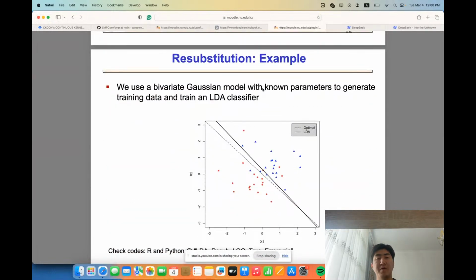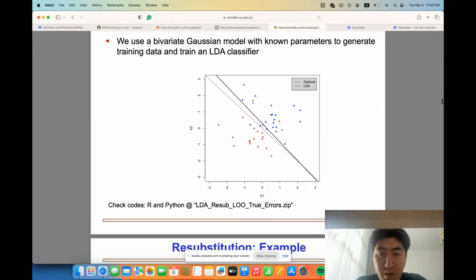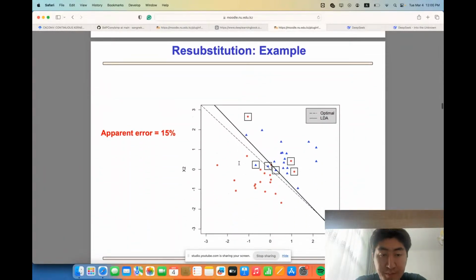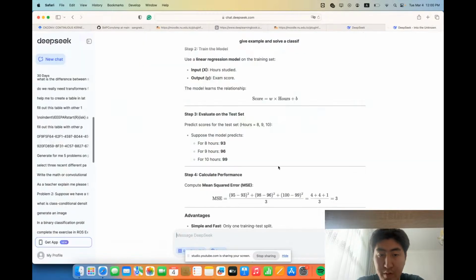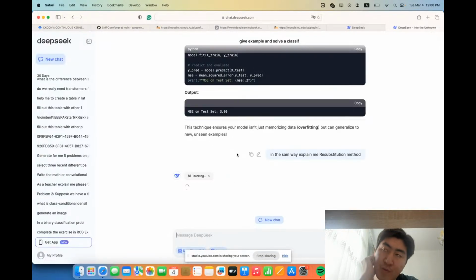We have a bivariate Gaussian model with known parameters to generate the training data and train an LDA classifier. Okay, in the same way, explain to me the resubstitution method. Let's go.